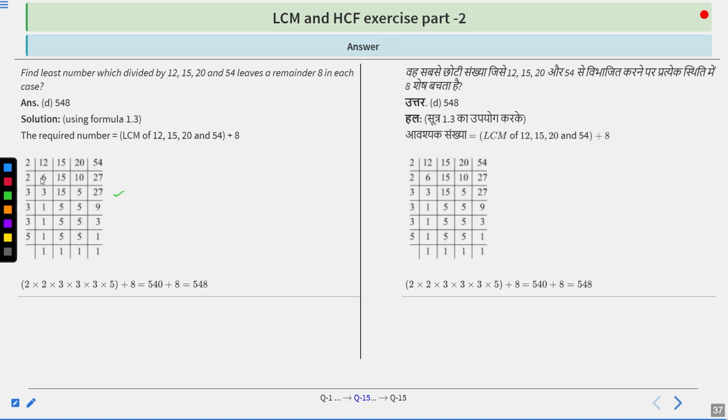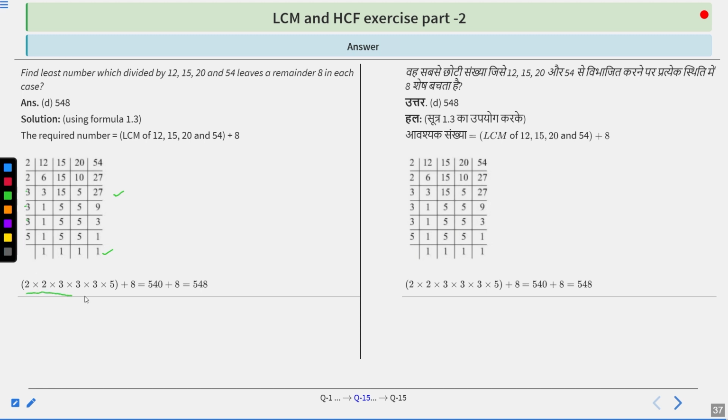So dividing by 2, we get 6, 15, 10, 27. Again by 2, we get 3, 15, 5 and 27. Again by 3, we get 1, 5, 5, 9. Again by 3, we get 1, 5, 5, 3. Again by 3, we get 1, 5, 5, 1. So we keep on dividing by numbers till we get 1, 1, 1, 1 in the last step. And the LCM is 2 into 2 into 3 into 3 into 3 into 5.